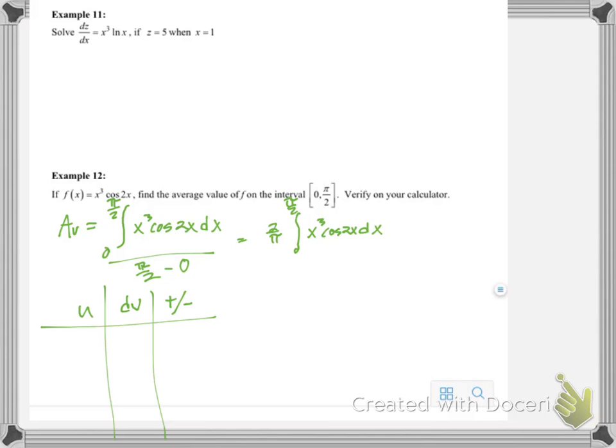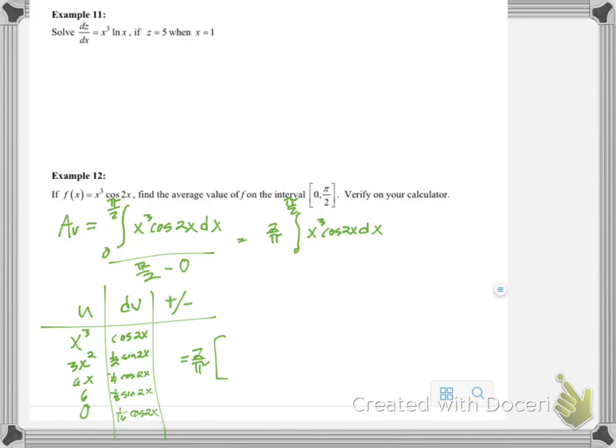Pick a u, polynomials before trig functions, so x cubed, then cosine 2x. Let's roll out the derivatives till we get to 0, and then anti-differentiate carefully. And don't forget the antiderivative of cosine of 2x. You have that 1/2 compensation, sine of 2x, out front. Okay, with all those pieces in place, we can just go ahead and check out our diagonal products.